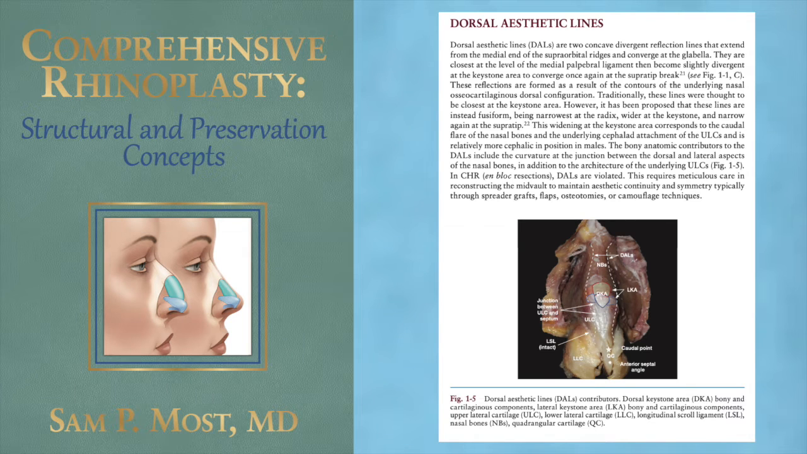The dorsal aesthetic lines are formed by that fusion of the lateral keystone area and the dorsal keystone area coming down, and this is a dissection that shows just how beautiful those contours are, and this is what we really want to preserve in preservation rhinoplasty. Sometimes these are simply not preservable, and those are cases where we transition back to resective techniques. And so my philosophy in general is to do whatever is best for the patient and not necessarily feel like I have to do one technique or the other in every single patient. And I think that's something that's important to understand.